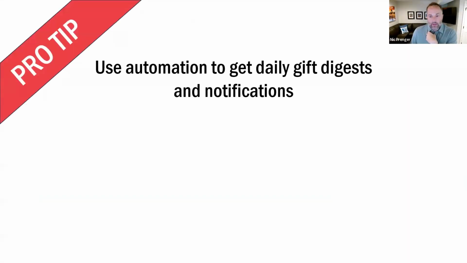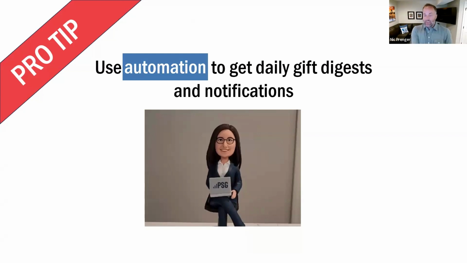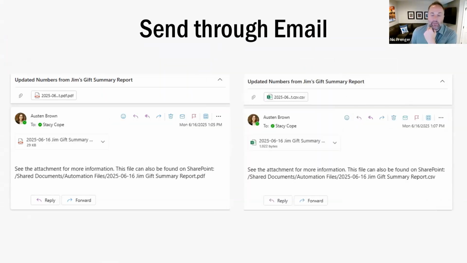Pro tip, I have to give a plug to Austin and Stacy, who hopefully are diligently working on automations right now and not listening to us. Use automation. Like that BBMS report there, use automation. Have that sent to you every day, right? Or if you're a database administrator and people are always asking for gift reports and summaries and stuff, that's what Automate Genius does. You can send it through email. You can send stuff through Teams.